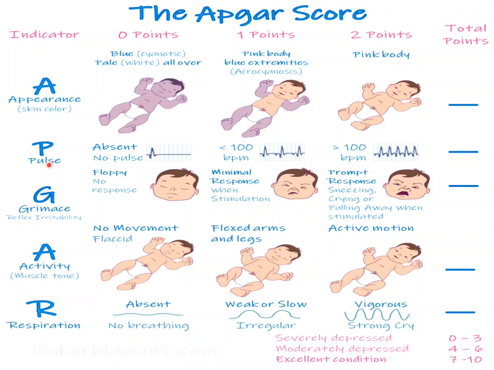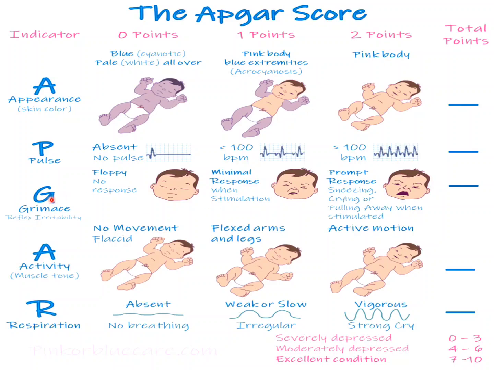Next one is pulse or heart rate. Evaluates the baby's heart rate, which is a critical part of the assessment. A heart rate above 100 beats per minute, the score is 2, while no pulse and score is 0. So here no pulse means our score is 0. If heart rate is less than 100 beats per minute, the score is 1. If it is more than 100 beats per minute, then score is 2.